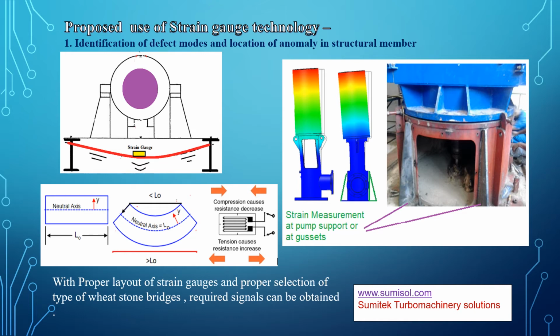Similarly, if you turn your attention to the right side of the slide, bending modes or rocking modes above the ground for long shaft vertical pumps can be detected in a similar manner, where a deflection, if present, can be measured by locating the strain gauges along the pump's supports or at the gussets.